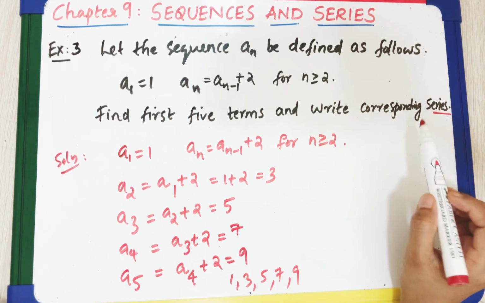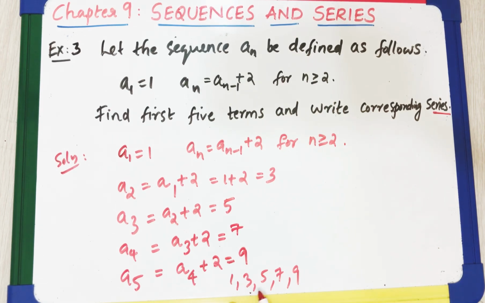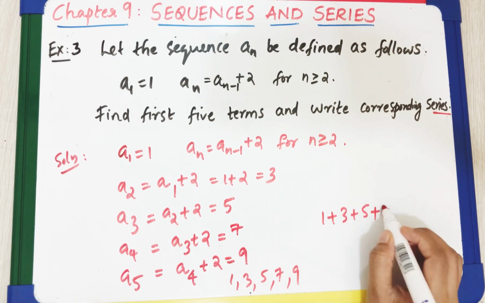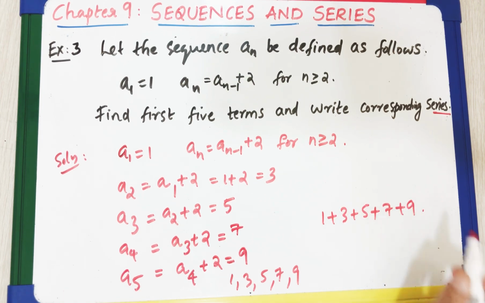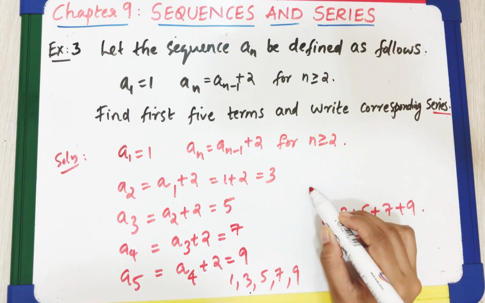And the second part of the question is we have to write the corresponding series. Here the sequence is 1, 3, 5, 7, 9. Therefore, the corresponding series is 1 plus 3 plus 5 plus 7 plus 9. If we are given a sequence a1, a2, etc., an, then the corresponding series is a1 plus a2 plus a3 plus etc. plus an. So this is the series.